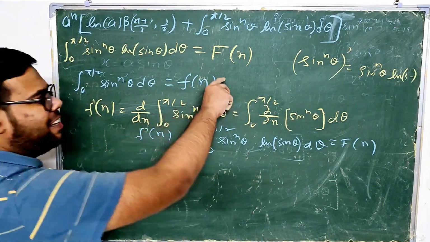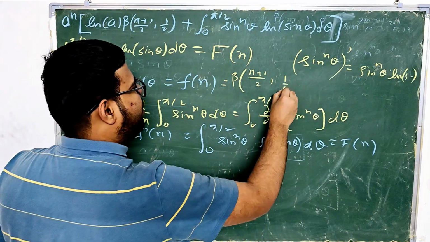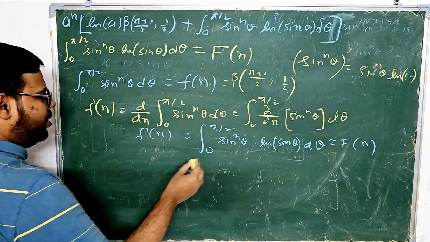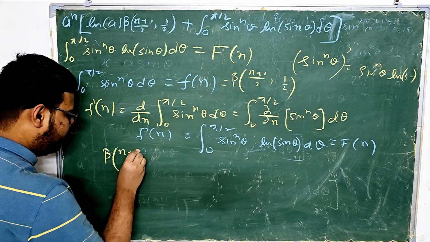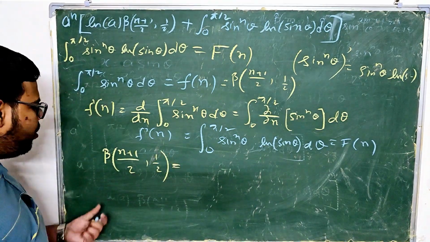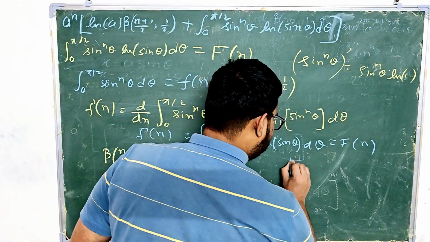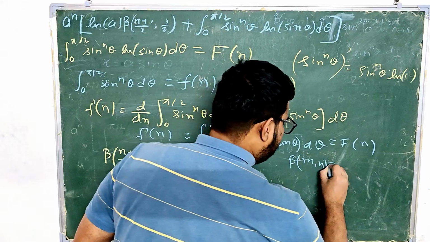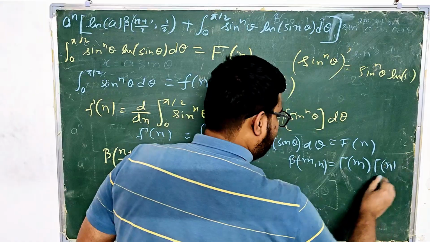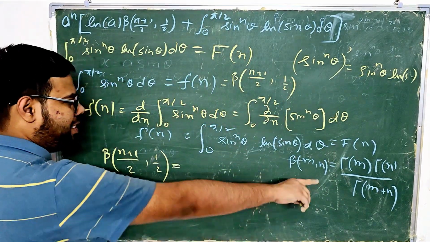Okay, so what was f of n? It was equal to beta of n plus 1 by 2 comma 1 by 2. Okay, so now notice one thing. How can you simplify this expression now? Well, you know a relation that beta of m comma n is actually equal to gamma of m times gamma of n divided by gamma of m plus n, correct? Okay, so just use this expression.